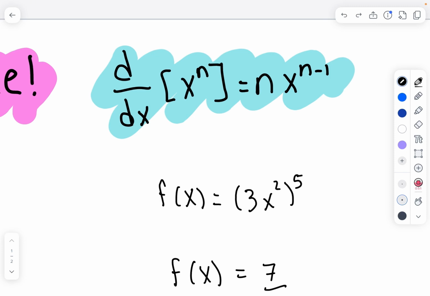In order to find the derivative of x to the power of n, so that could be x to the power of 6, x to the power of 8, so x to the power of a number, that equals n times x to the power of n minus 1. So whatever this here is, minus 1. Okay, so let's look at an example to see how we can truly use that formula.